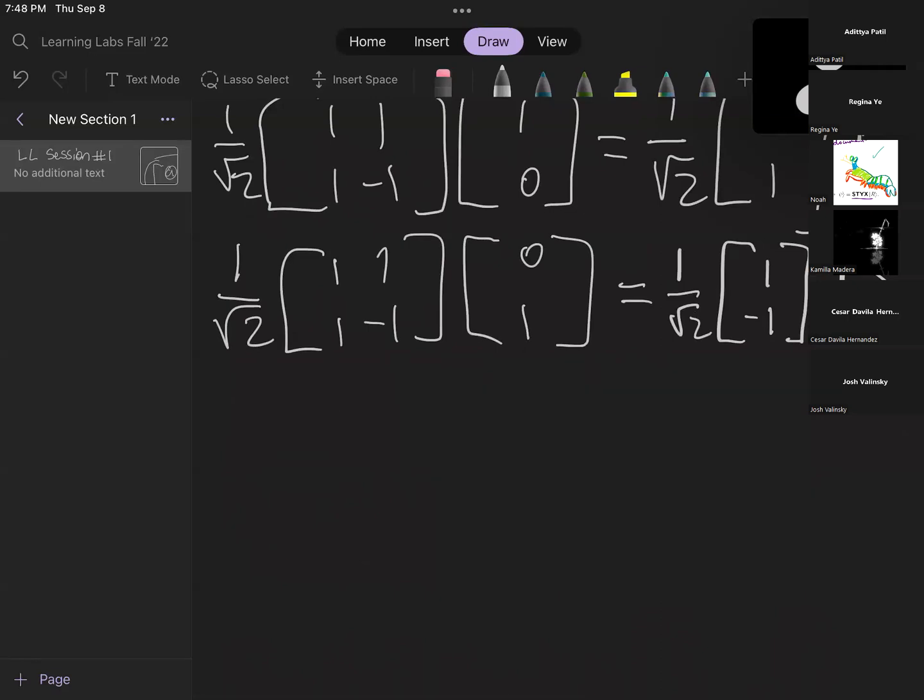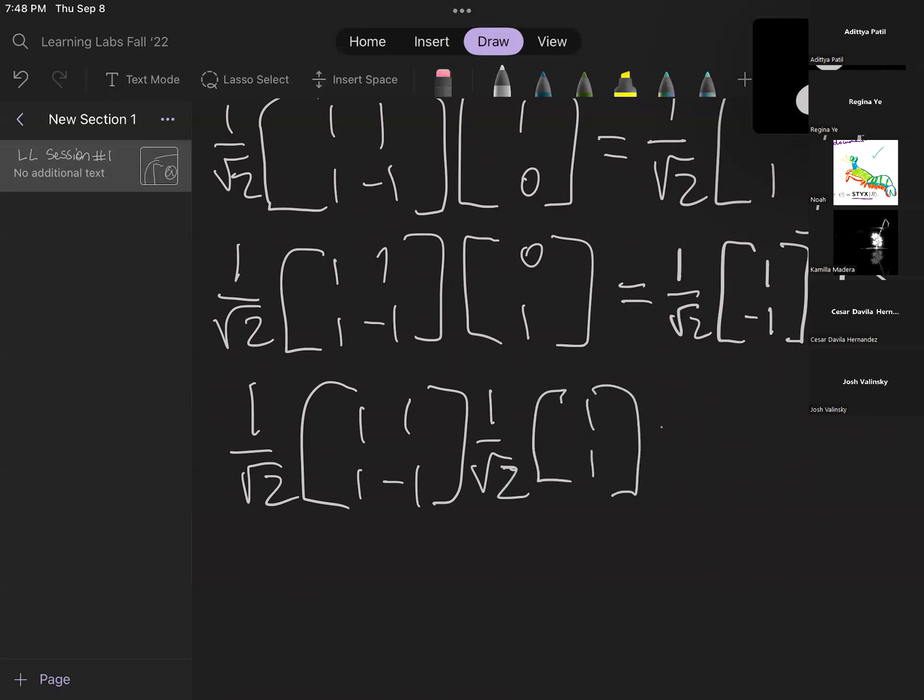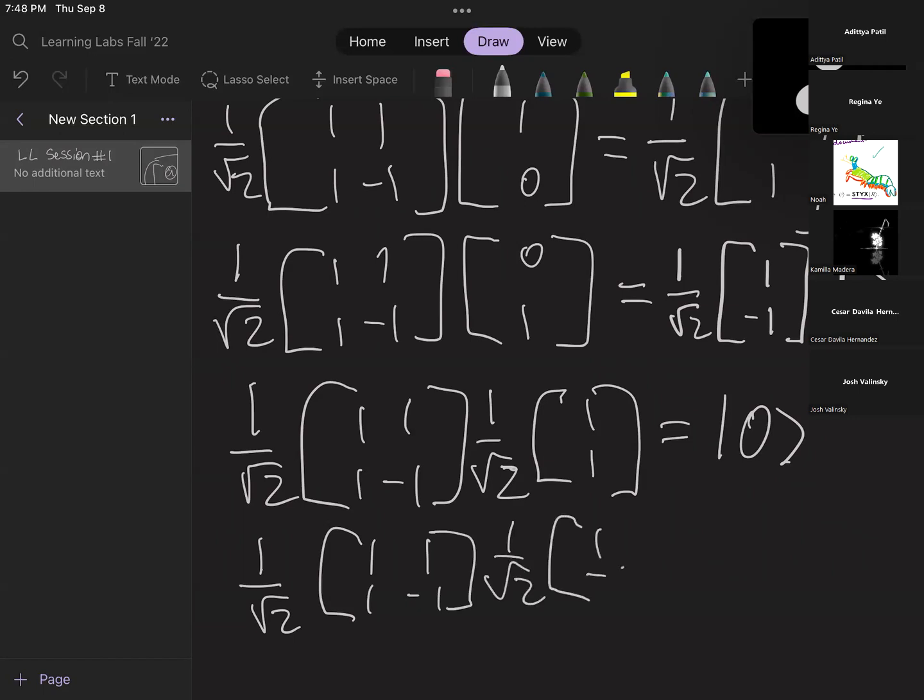So let's do a Hadamard gate on something that's already in superposition. 1/2, 1, -1, and then we do it on 1/2 on 1. Eventually it's going to collapse to 0, so it's going to go back to the 0 state. This is acting on the plus state. If you do this same thing for the minus state, it's going to collapse to the 1 state.